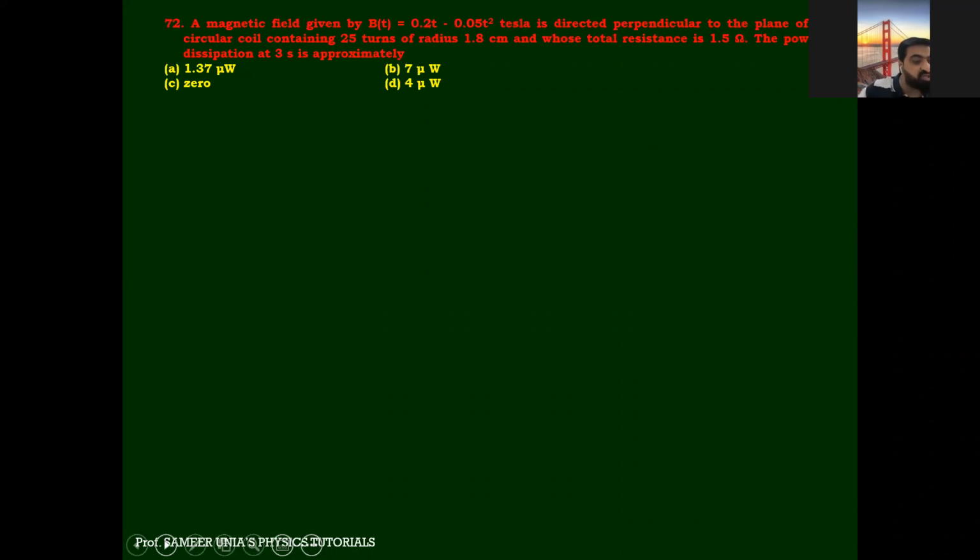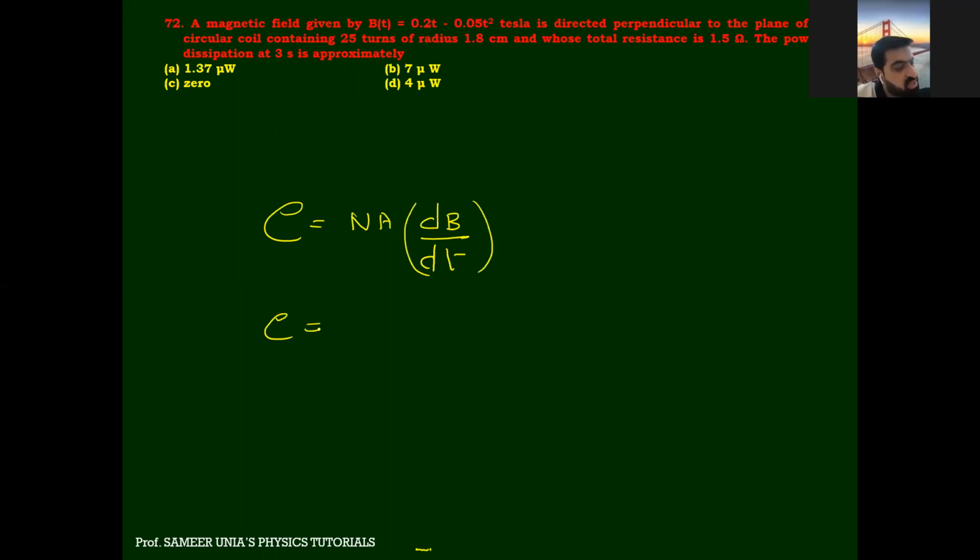Power dissipation in 3 seconds. Okay. We know the formula for E. It is NA dB by dt. We have done it. Listen to me. What is N given in the question? If you see, 25 is given. Area is given, radius is given. So it is a square loop. Not square, circular, so it will be pi r square. R is given as 1.8 centimeters minus 2.